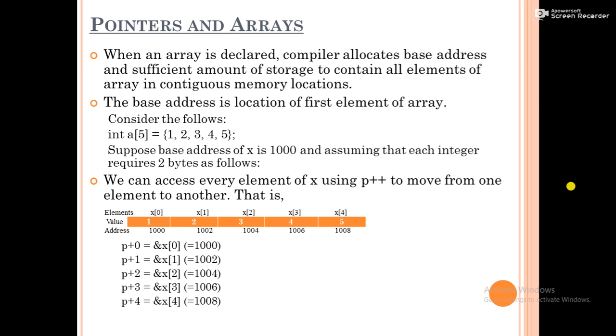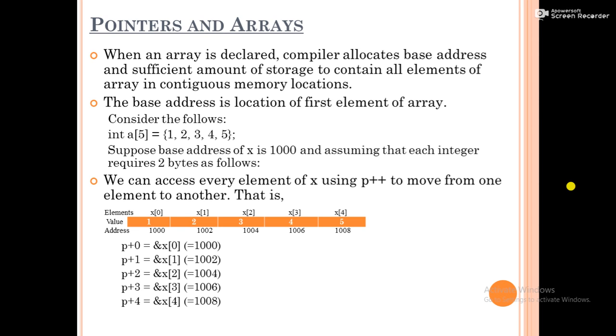So next one is pointers and arrays. When an array is declared, the compiler allocates a base address and a sufficient amount of storage to contain all elements of the array in contiguous memory locations. The base address is the location of the first element of the array. Consider the following: int a[5] = {1, 2, 3, 4}. So an array of 5 is containing 5 elements.